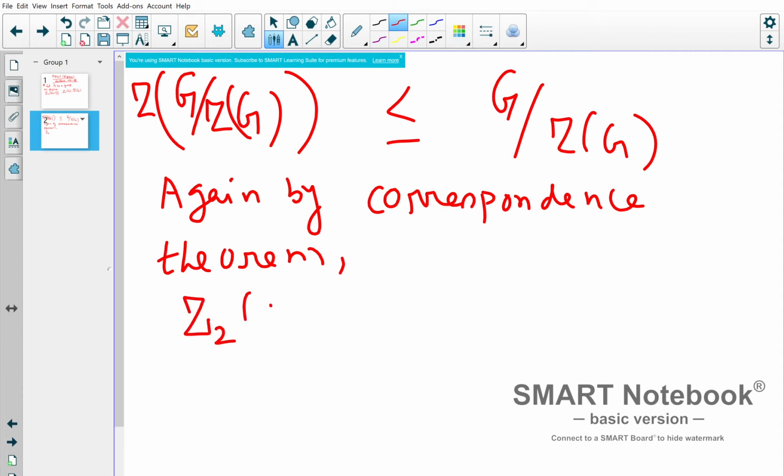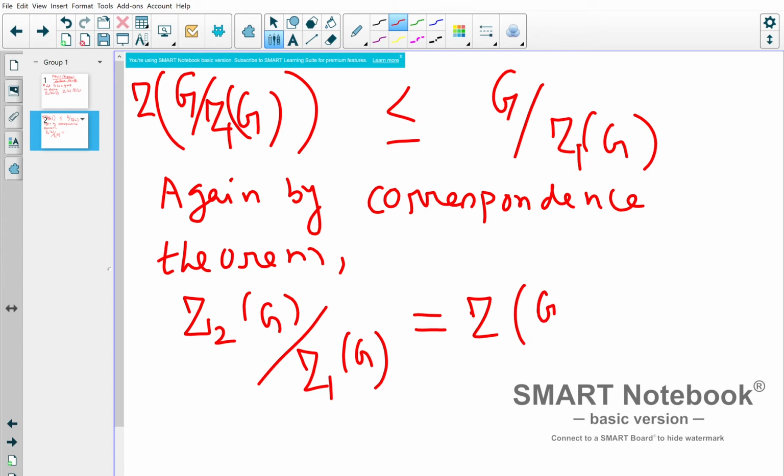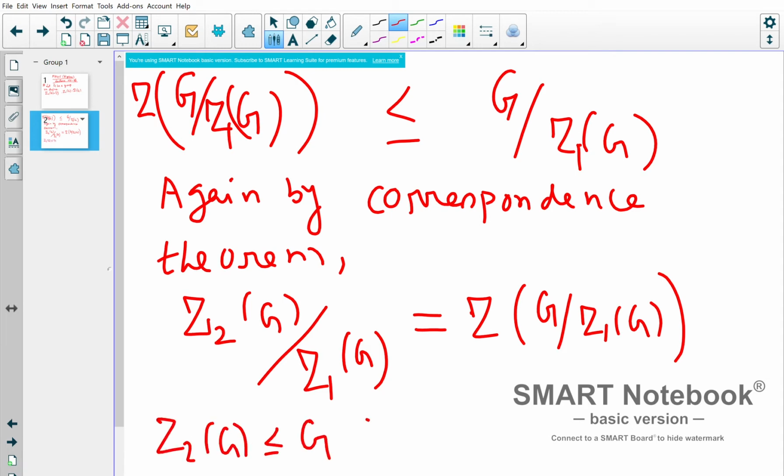So I am writing Z2 of G mod Z1 of G is nothing but the center of G mod Z1 of G. The center is a subgroup of the quotient group, so that's why I can find another group. This Z2 of G is again a subgroup of G containing Z1 of G, as the correspondence theorem gives us. So I have another group that contains the center, which you can call the second center. Similarly, I can define Zn for any n.